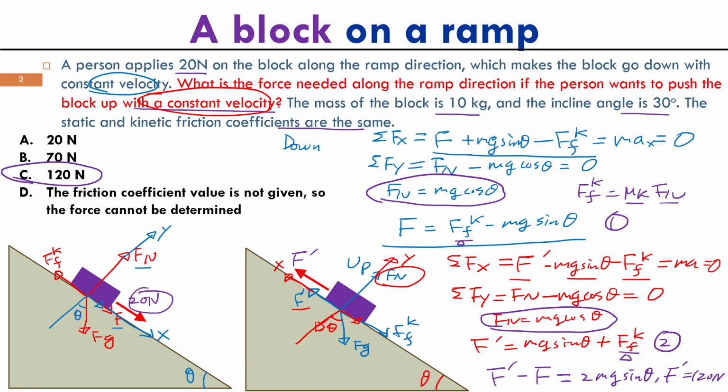In this question, some students might choose D because they think the friction coefficient is not given, so they cannot find what force is needed. But in reality, in this case, you can actually solve for the kinetic friction coefficient. I'm going to leave this question to you guys. Can you find the kinetic friction coefficient? And what's the relationship between the kinetic friction coefficient and tangent theta for this question?